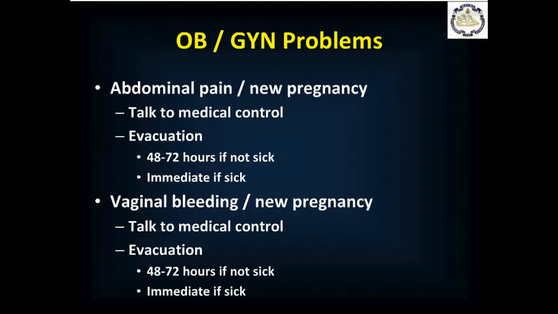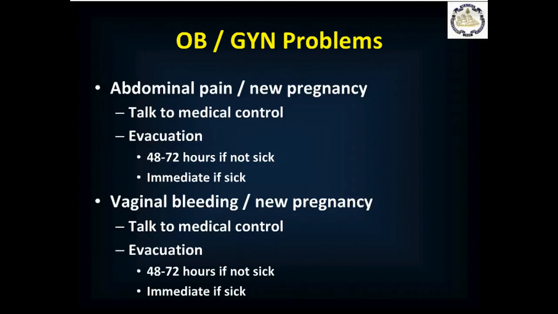Well, if the patient's having abdominal pain and you have a newly diagnosed pregnancy, talk to medical control. They need to be evacuated to be worked up for an ectopic pregnancy. Ideally, they get an ultrasound within 12 hours of you discovering that they're pregnant. However, if they're not sick, you really have 24, 48, maybe even 72 hours to address this. If they're sick at all, abnormal vital signs, peritoneal signs in the abdomen, severe pain, they need to be evacuated immediately.